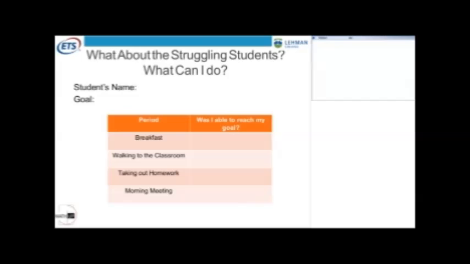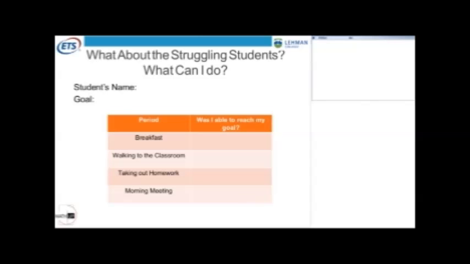One thing is developing a goal for these students. So for example, if I have a student who's having a very difficult time with raising their hand, and this is a very simple issue, probably not one of the most difficult that you'll have, I would put the student's name and the goal: I need to raise my hand when I'm in class or before I have to speak. Here, I put breakfast, so that doesn't really apply.